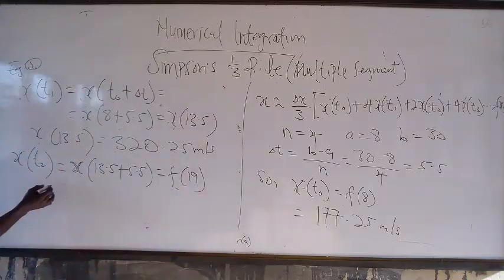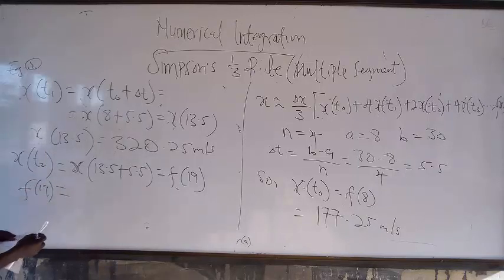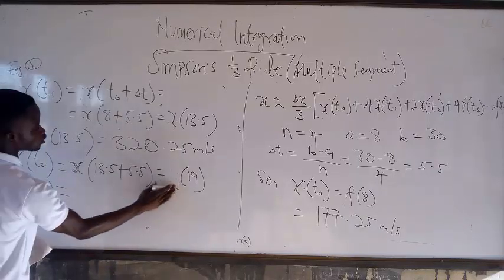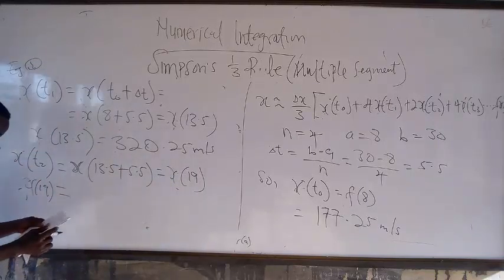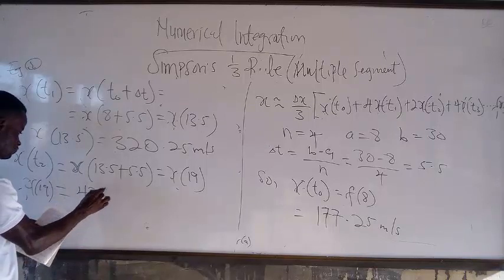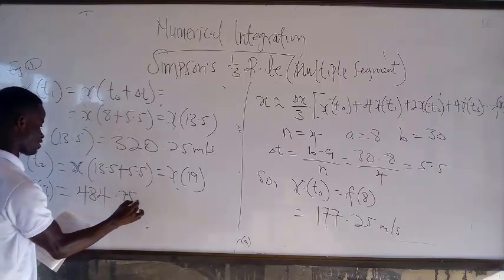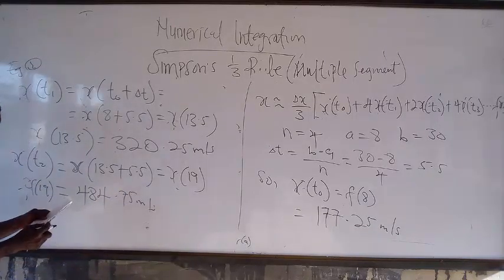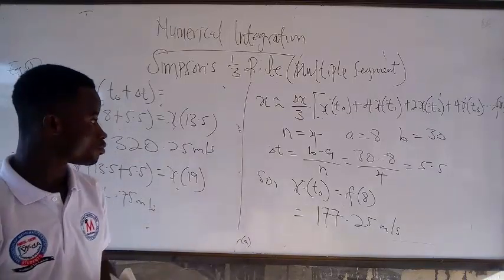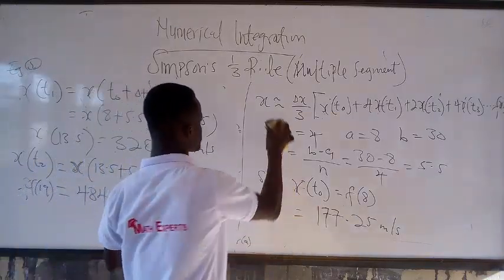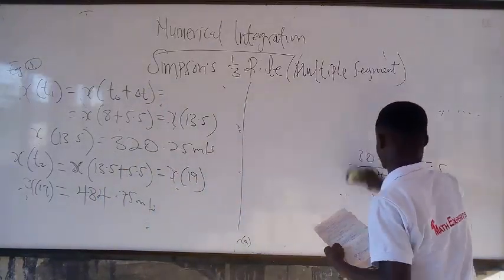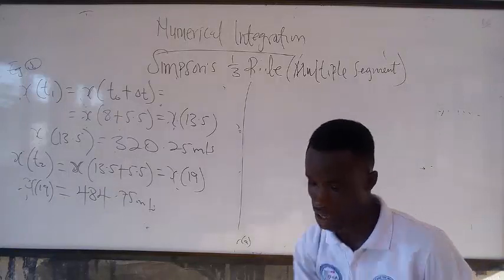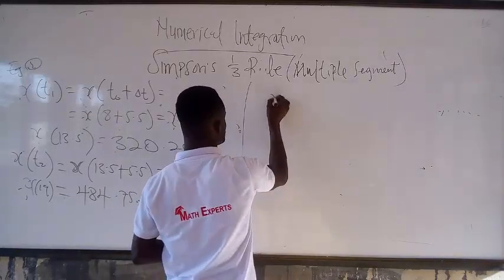And when you do the substitution of f of 19 into the function that we know, you can maintain it to be f, you are going to get 484.75 meters per second. Then you move to the next one. So we are moving till we get the 30. We are now at 19. So we move.